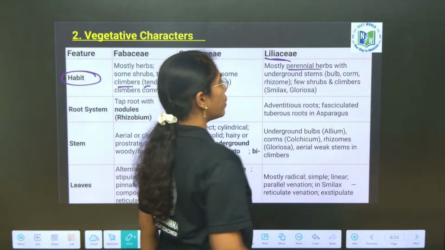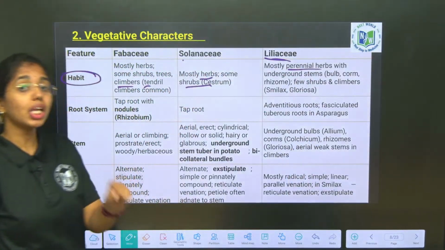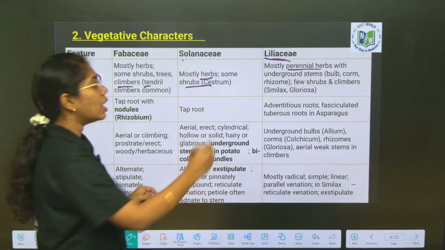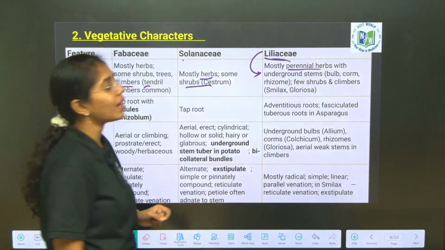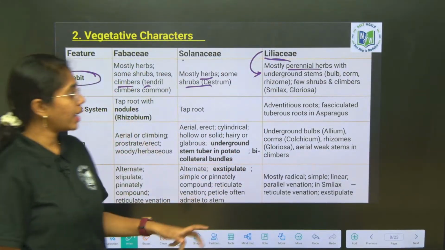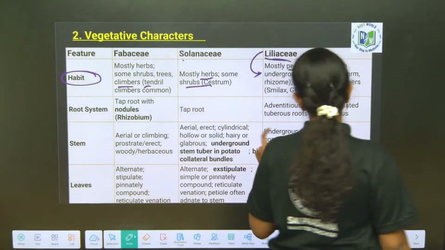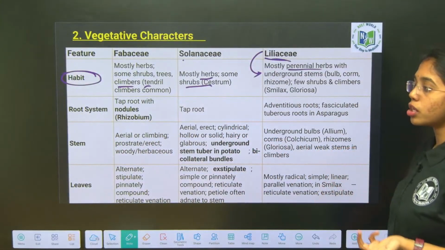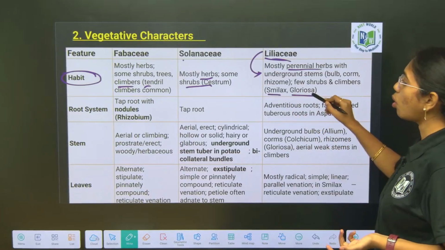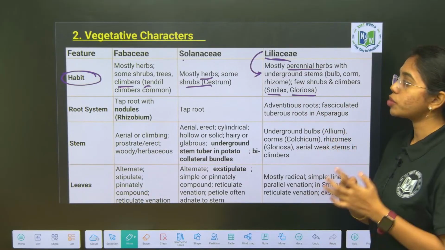And Liliaceae members are mostly perennial herbs, which live for many years, especially with underground stem modifications. In Liliaceae you have to immediately remember underground stem modifications like bulb, corm and rhizome. Few shrubs and climbers will also be there, like Smilax and Gloriosa.